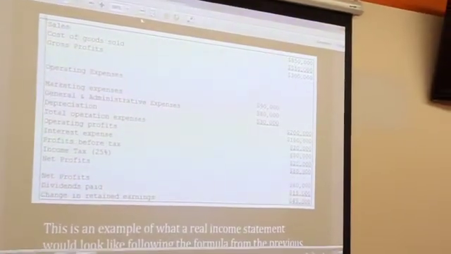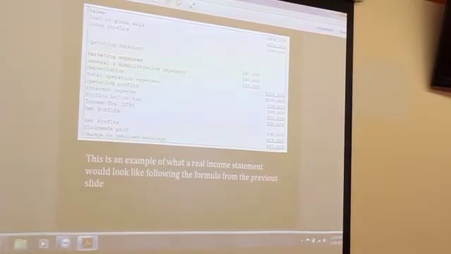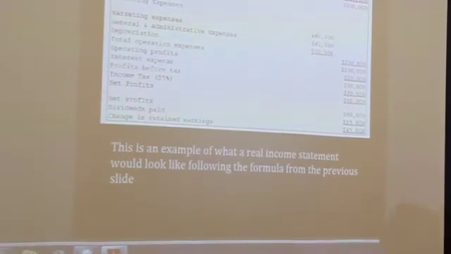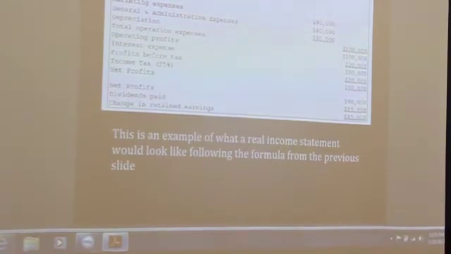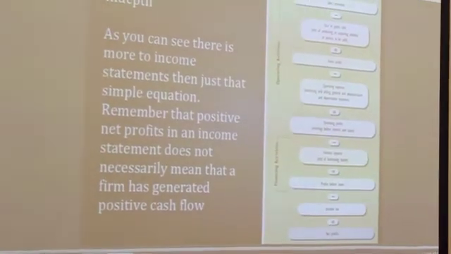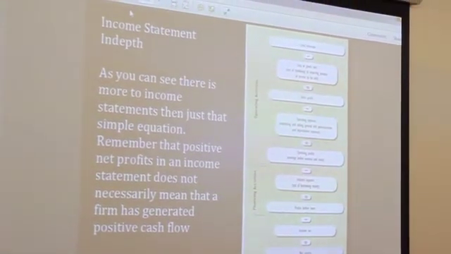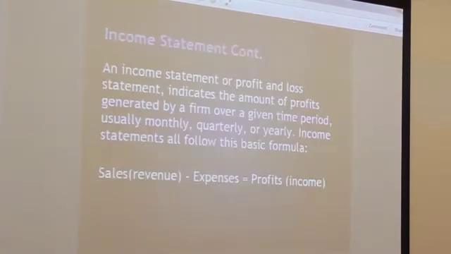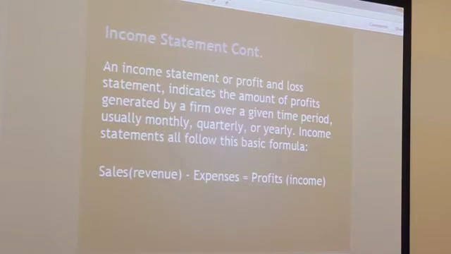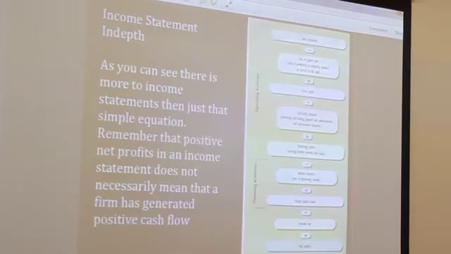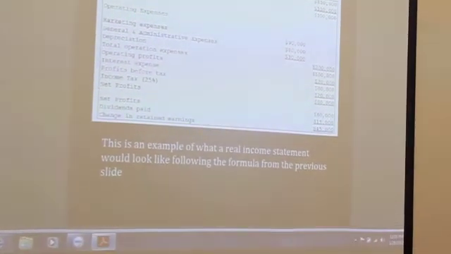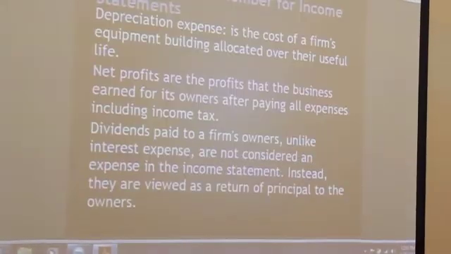I'm going to shrink it so we can read the bottom, which says this is an example of what a real income statement would look like following the formula from the previous slide. The formula we're referring to is this one right here. Actually, we're going to go back two slides, I apologize. Sales revenue minus expenses equals profit. That's the equation that slide number 13 was referring to, which we just looked at again. So we're going to move forward to slide 14.